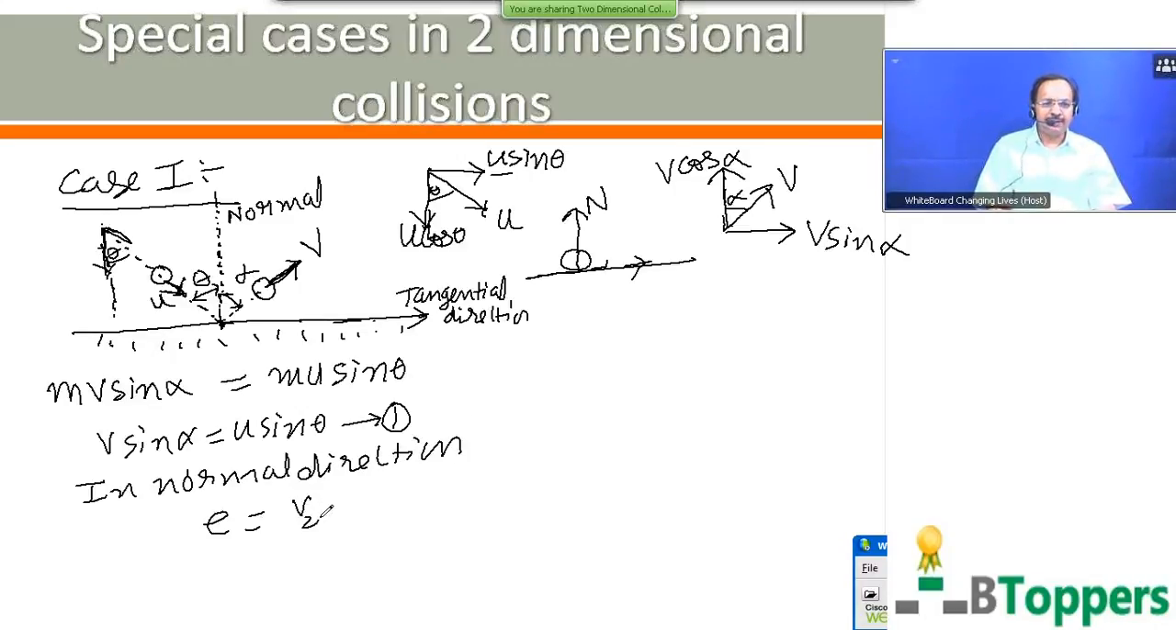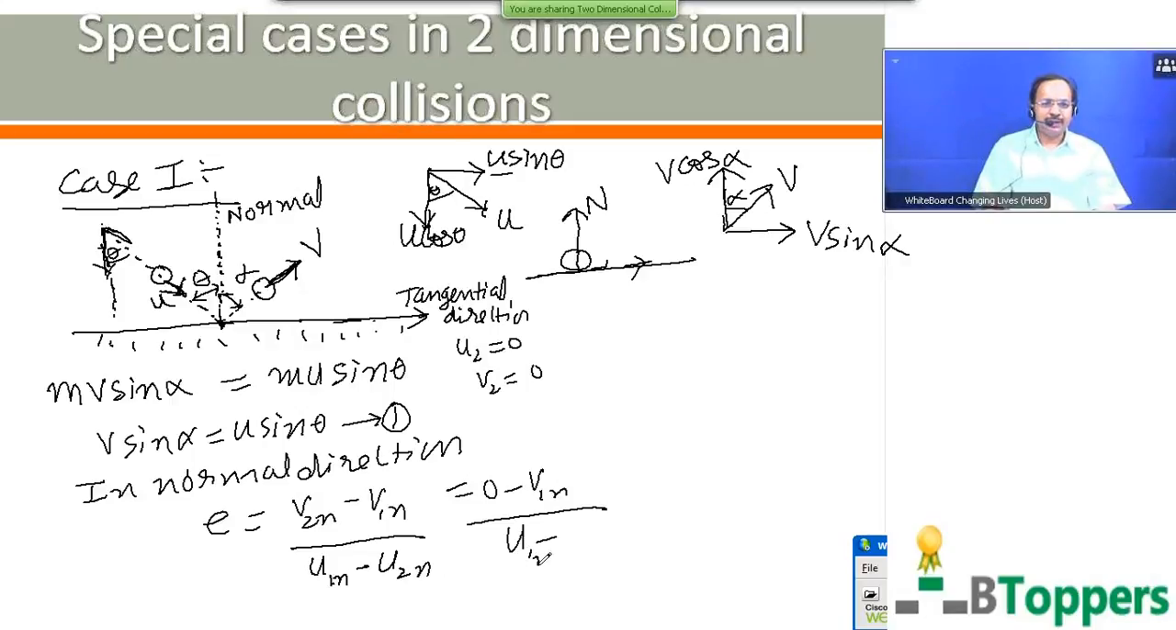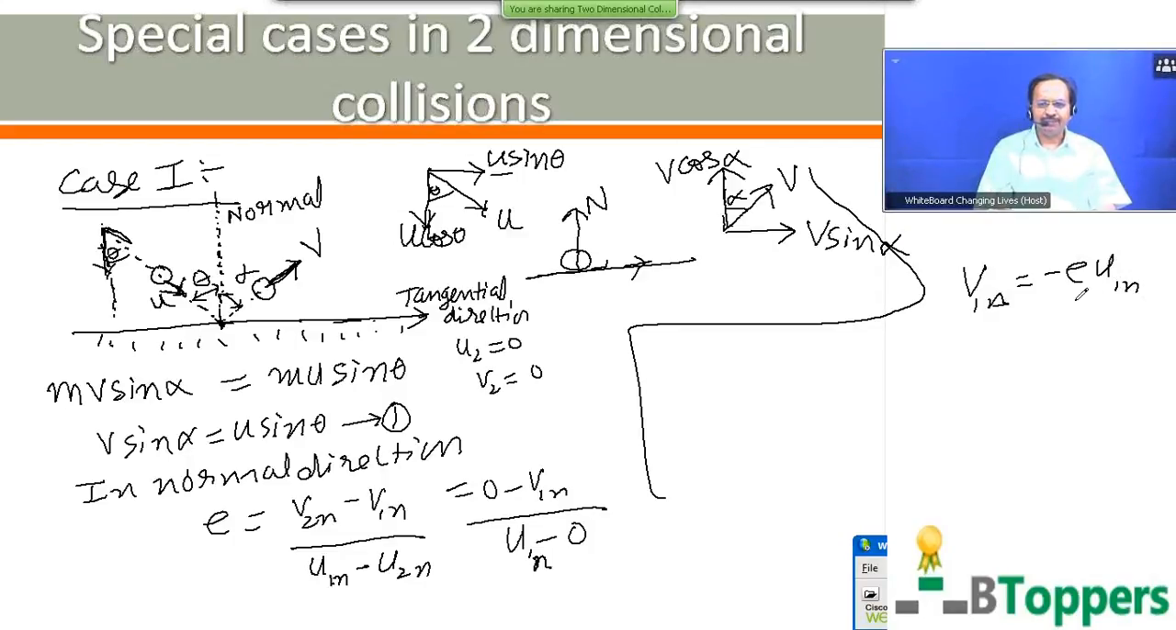So e equal to (V2N minus V1N) by (U1N minus U2N). Here the ball is the first body and the plane with which the ball collides we treat as the second body. The plane is at rest before and after collision. So U2 is 0, V2 is 0. That means V2N is 0 and U2N is also 0. So we can write V1N equal to minus e times U1N.